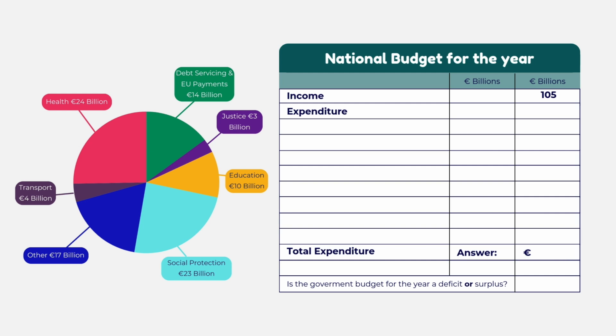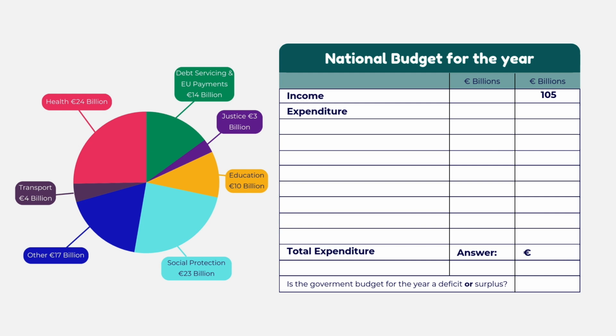So just some housekeeping here. Any figures I enter under the expenditure heading will go on the left hand column under billion. This is because when we add them all up, it's going to be a lot easier and we won't get any of our figures confused with the 105 billion in income.